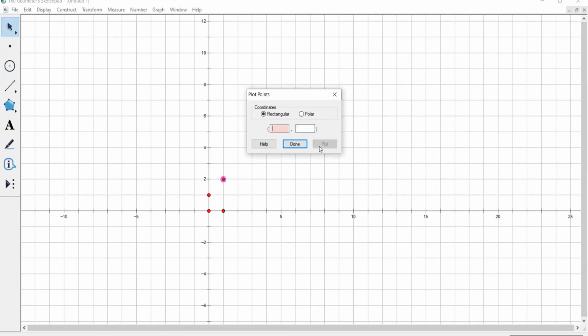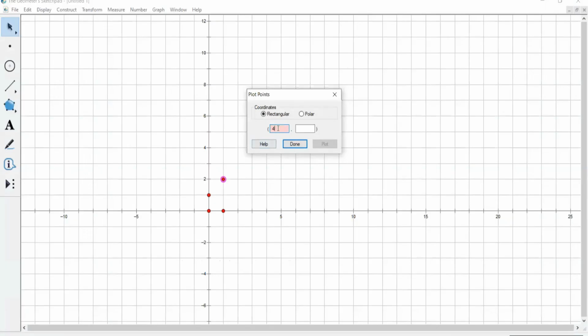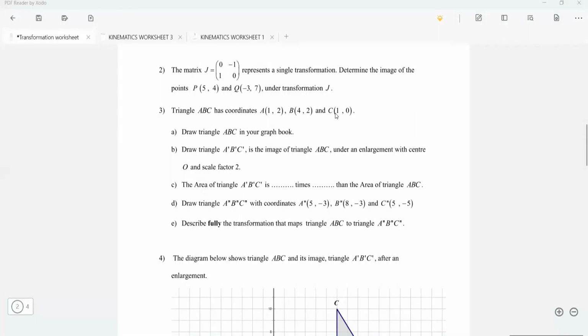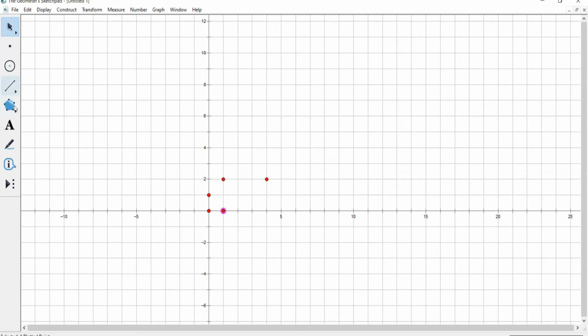This is our point A. That's A right here. So then B is the point (4, 2). So just going to put in (4, 2). Plot that point, see B there. And then C is the point (1, 0). So plot in (1, 0) now. So plot all of these points now, and this is what we end up with. This is the triangle we have now, okay?